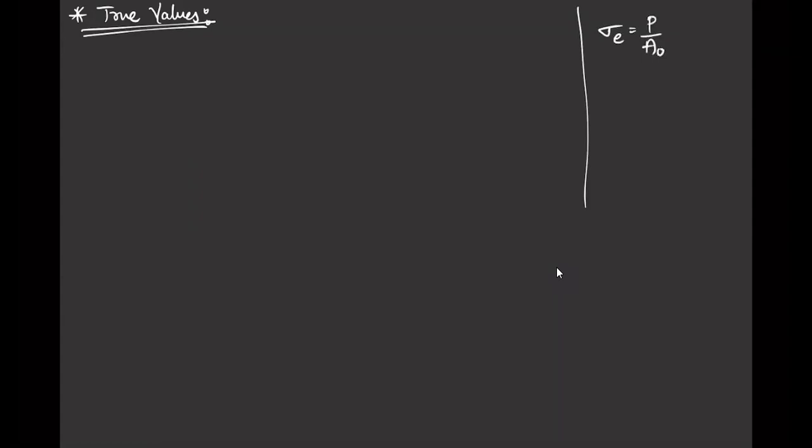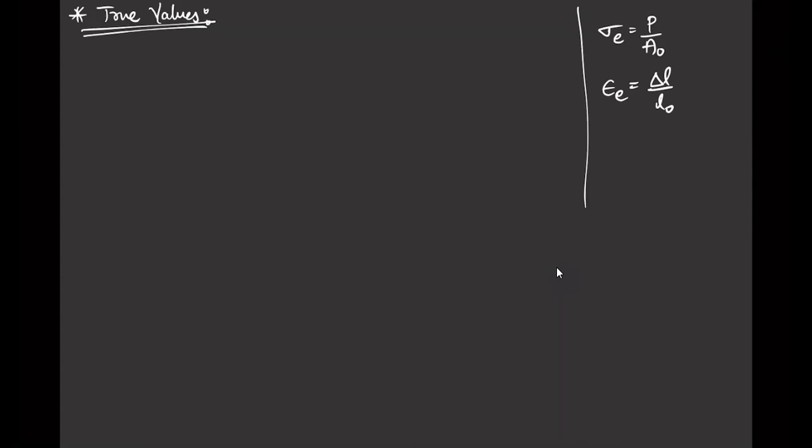Now the last topic for today, and then we'll go to the properties and I'll explain how we got that, is the true values. So we saw engineering values till now, right? So I'll just write down here what the engineering values are. That is P by A naught, as I said, initial area, and epsilon E is my delta L by L naught. Okay, I just wrote L minus L naught as delta L.